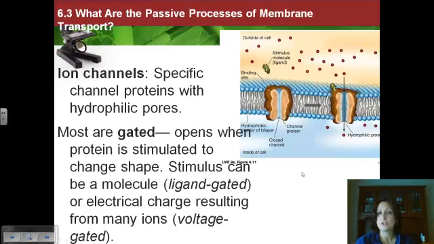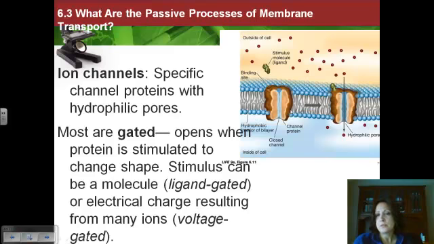One specific type of channel that we'll be talking about quite a bit are ion channels. And ion channels are specific to the ions that they allow to transport. So there'll be a sodium channel, and that will not allow, say, potassium to pass through, or the potassium channel won't allow sodium to pass through. So they're specific to the ion that they transport. And a lot of these are gated, and we're going to see this as we continue through the course, so don't get too stuck on this now.